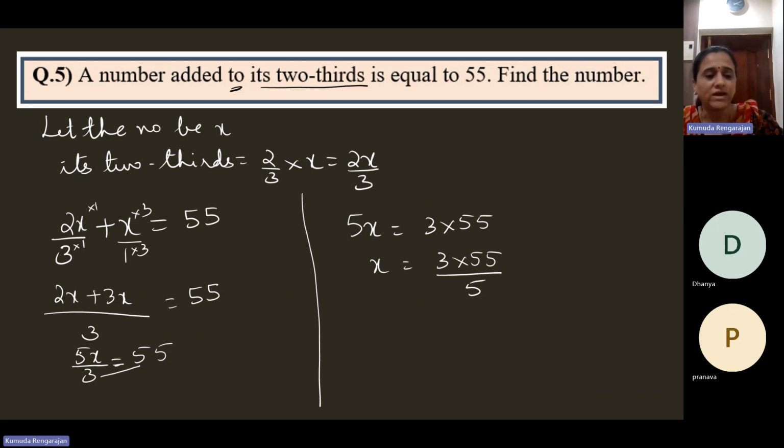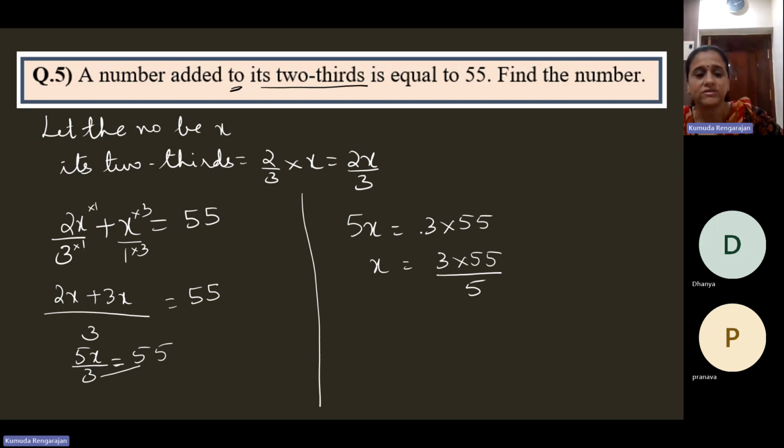See, either you can bring 5 by 3 to the other side as 3 by 5, because the operation between 5 by 3 and x is multiplication. The operation connecting them is multiplication. So the opposite operations are multiplication and division. If it is multiplication, it becomes division; if division, multiplication. So either you can take 5 by 3 to the other side as 3 by 5. A fraction becomes its reciprocal on the other side.